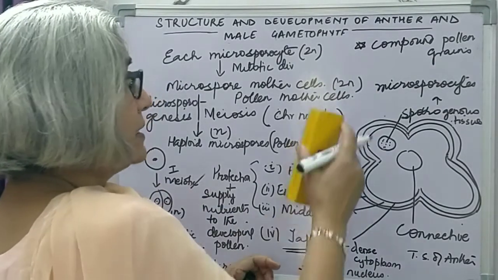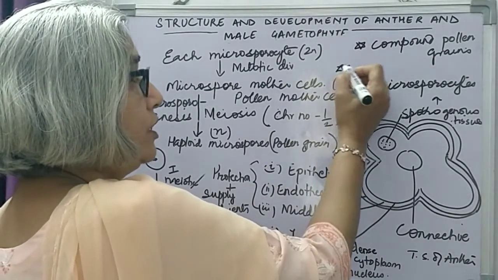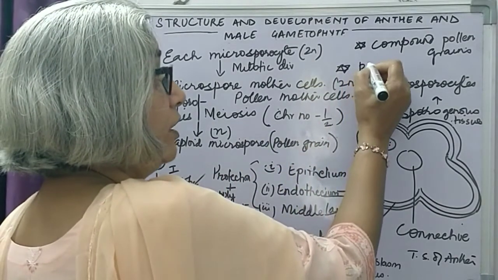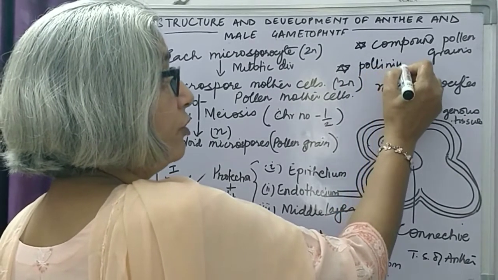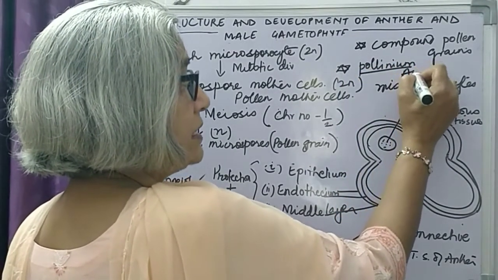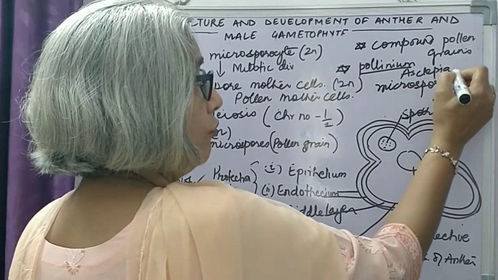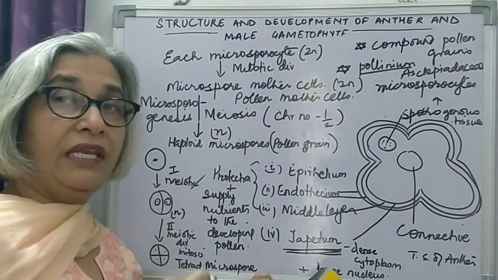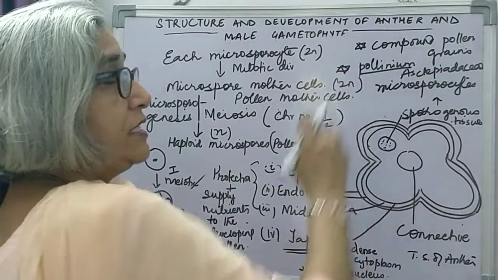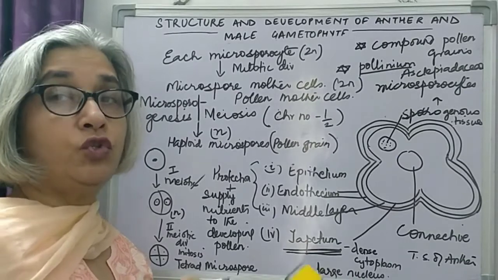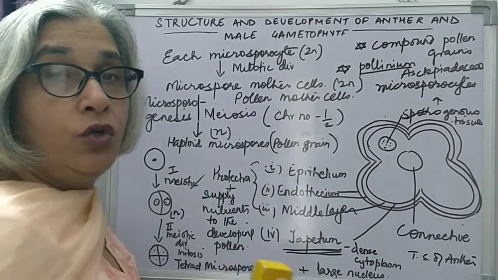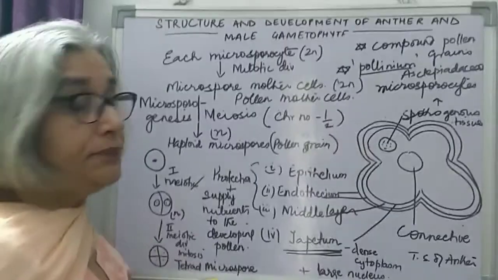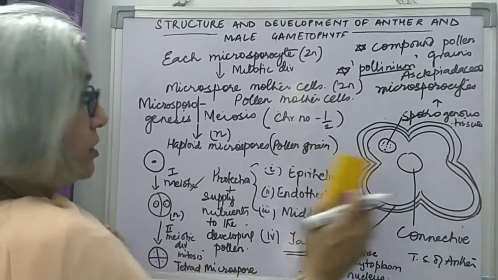And in some cases, all of these pollen grains remain as one unit, and we use the term pollinium for it. And this pollinium is seen in members of the family Asclepiadaceae. In family Asclepiadaceae, we see that the microspores all join together to form a special structure which is called pollinium. Now, this was the structure of the anther.